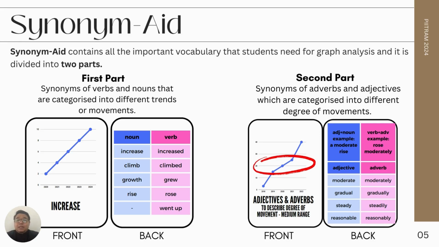The second part of Synonym-Aid is the synonyms of adverbs and adjectives, which are categorized into different degrees of movement. For example, there on the screen, the front page of the second part was highlighted to indicate a medium range movement, and at the back you see the adjectives and adverbs that are suitable for medium range movements such as moderate, gradual, steady, and reasonable. We also color coded the card with blue and pink to indicate their pairs, where nouns should be paired with adjectives and verbs should be paired with adverbs. Students can either write using noun phrases such as the graph experienced a moderate growth, or they can use verb phrases like the graph grew moderately.